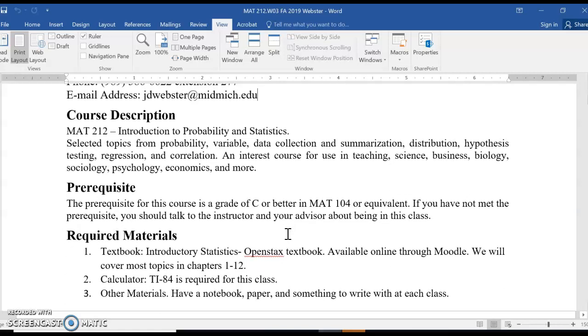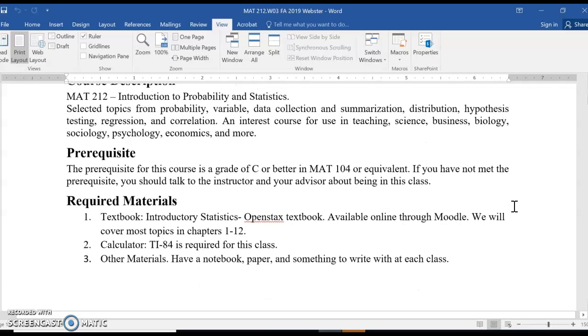Course description, obviously probability and statistics. We're going to go over that throughout. You should have had the prerequisite for this course, which is either placing into 212 or already have completed Math 104 at Mid.